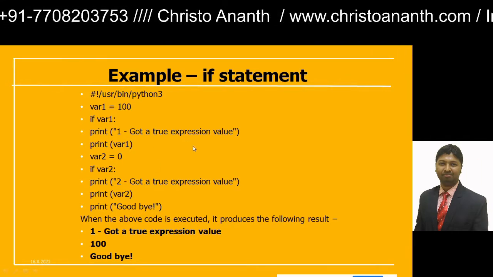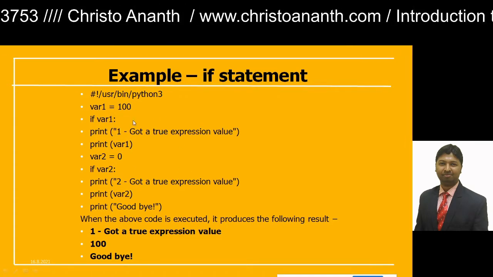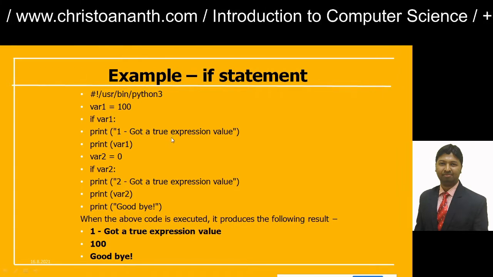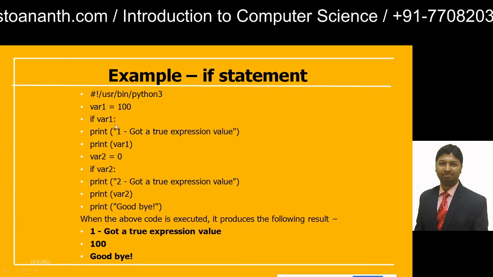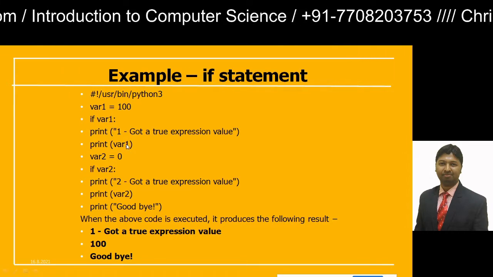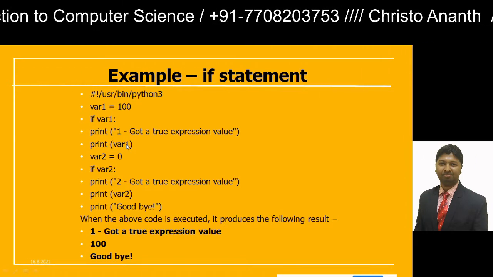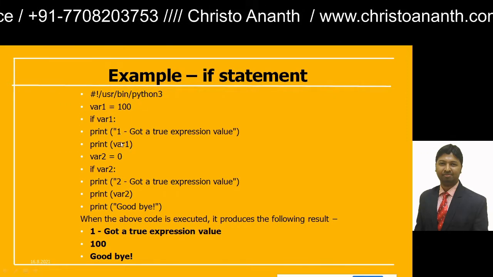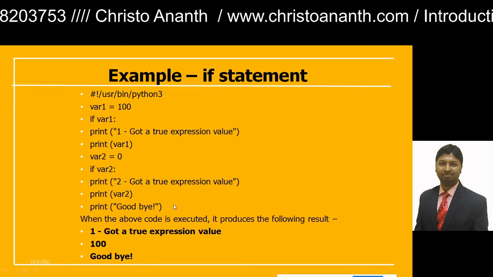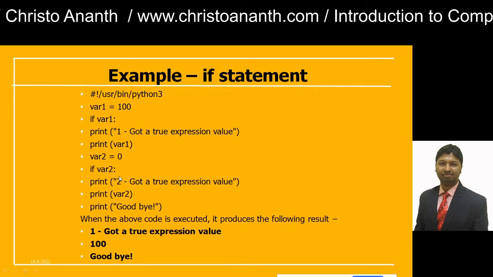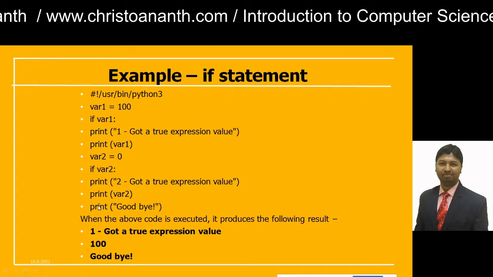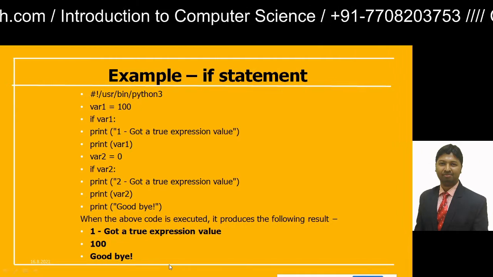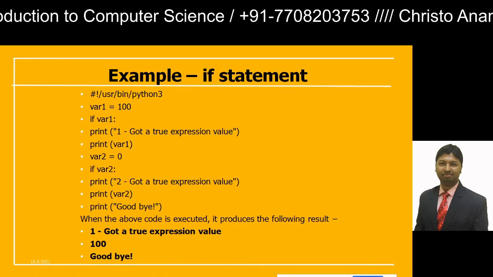So for example, if this code is executed, taking the 100 alone, you get "1 got a true expression value", and you print variable 1. What is this variable 1? Variable 1 is 100, so you print it as 100. Afterwards, the second set of statements is not executed, and it directly goes to print goodbye. So this is an example of an if statement.